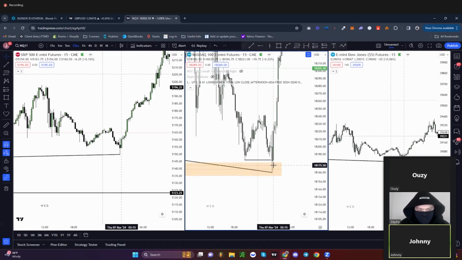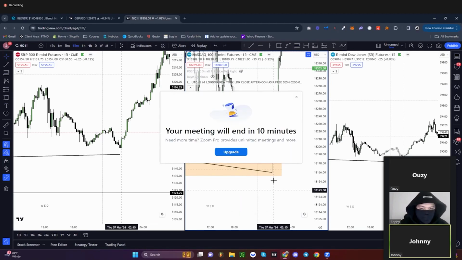But if you notice here, look at what time the low of the day comes in here, right? Well, I have mine set to Central Standard Time, which is an hour behind EST. So this is 3 a.m. right here, right?